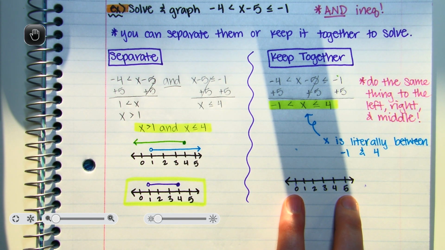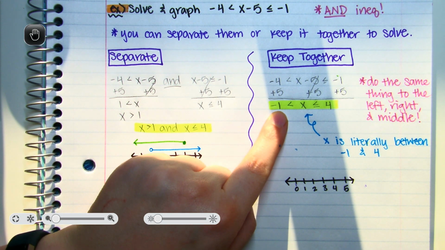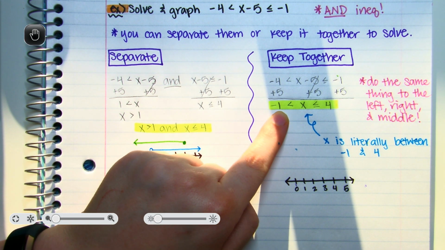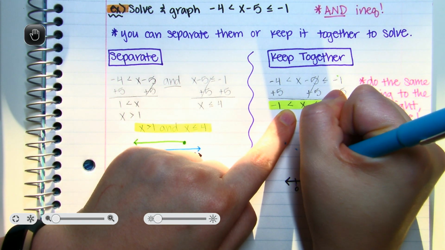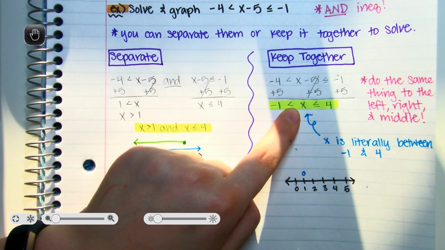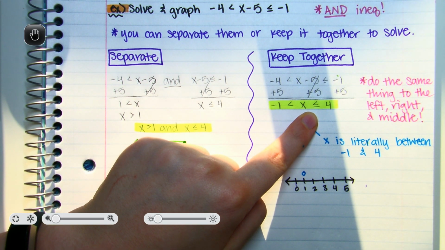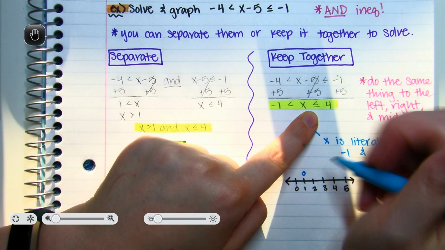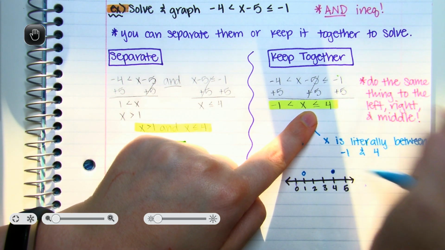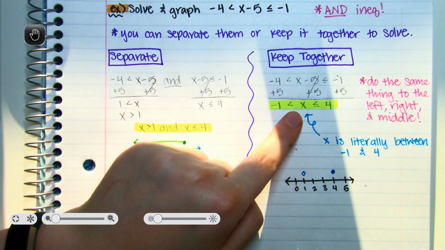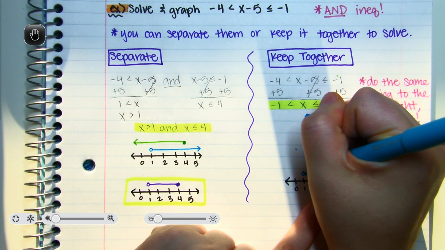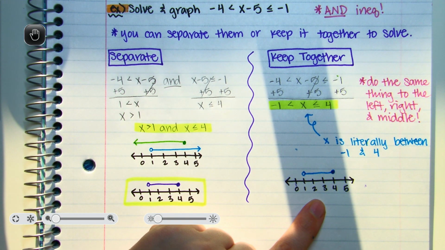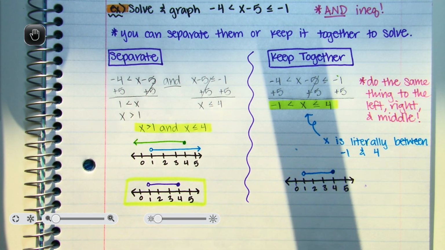So when I graph this, -1 is an open circle because the -1 is connected by the less than. The 4 is connected with the or equal to, so the 4 gets a closed circle. X is literally between -1 and 4, so on my graph, it's everything literally in between -1 and 4.